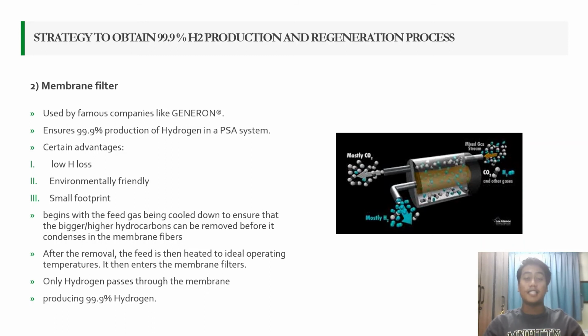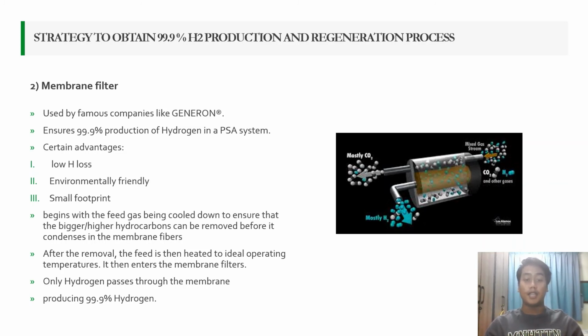Next, let's take a look at the second method to obtain 99.9% of H2 production, which is by using a membrane. This type of technology is known as a membrane filter. There are a lot of famous companies that use this strategy, such as Generon. This technology ensures 99.9% hydrogen production. Besides that, this method also has certain advantages, such as low heat loss, being environmentally friendly, and a small footprint.